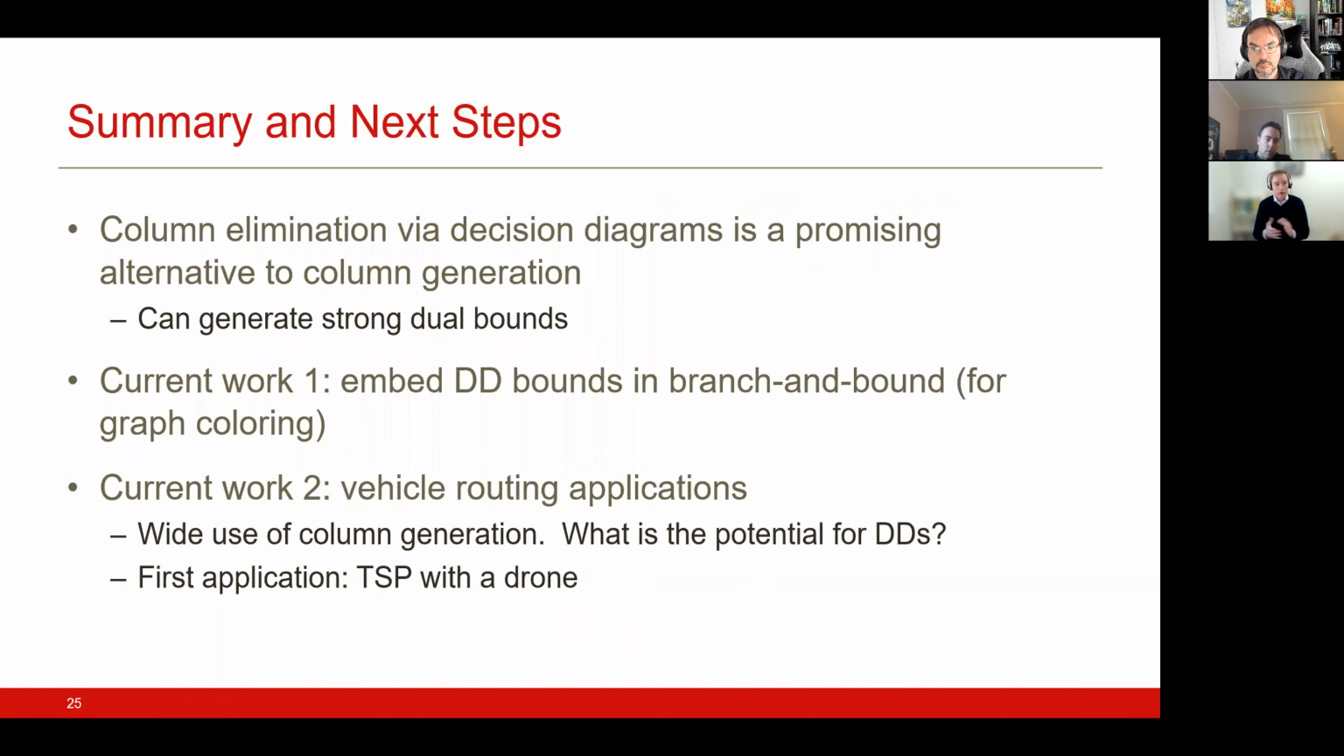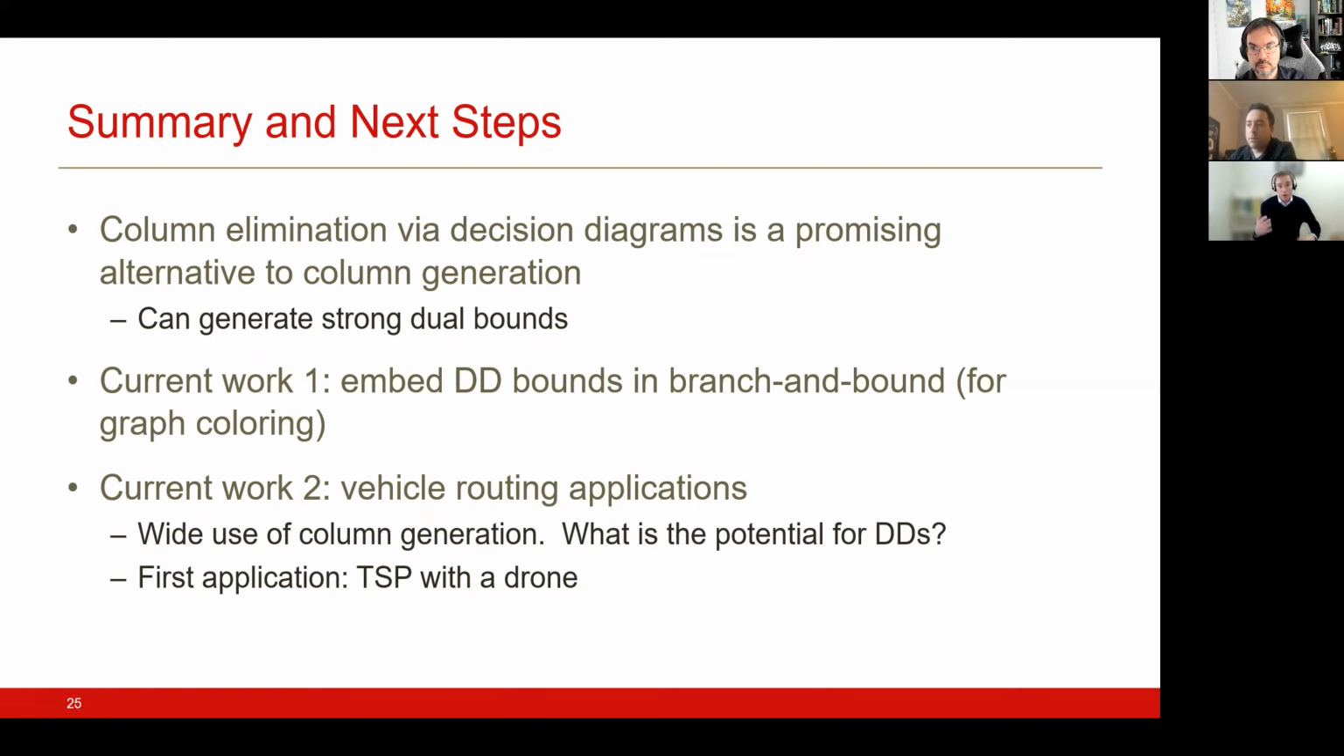So at this point, I think I'm going to give you a summary. This is an alternative column elimination. Elimination means if I refine the decision diagram based on a conflict, that conflict is a column that I pull out, I separate it. So that's why I call this column elimination rather than column generation. And as I said before, we're now implementing this together with Anthony in a branch and bound scheme.